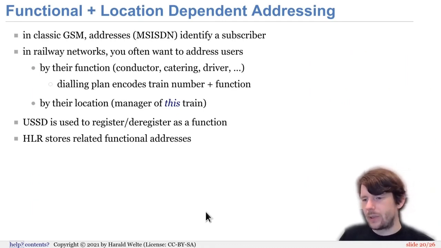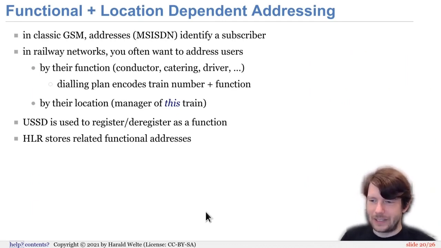And then there's also location-based addressing. So if you're on a train, then you want to call, let's say, the manager of that train, and it's always the same number because you're on that train. And if you go on a different train, if the crew switches, of course, if you dial that number, you again get the manager of the train you're on, rather than having to know the exact number or having to swap SIM cards or anything like that.